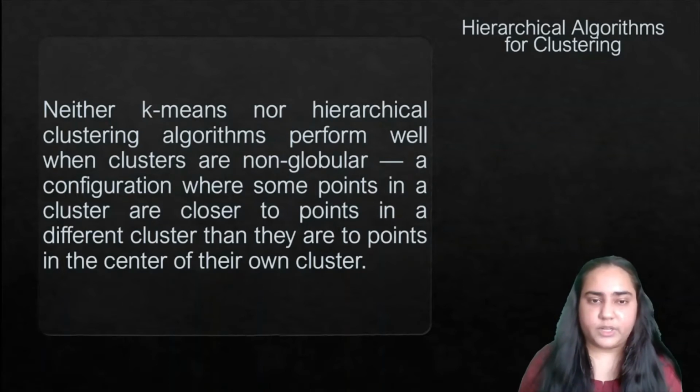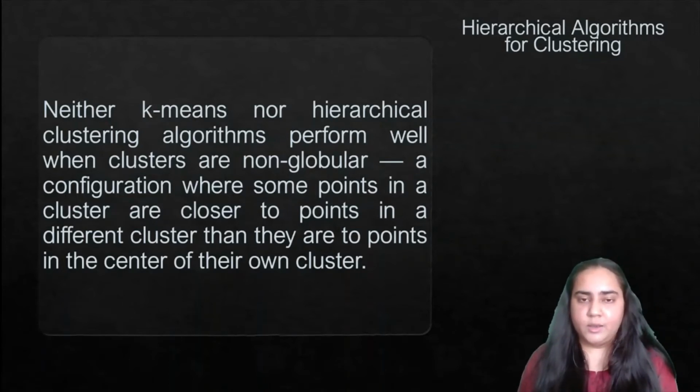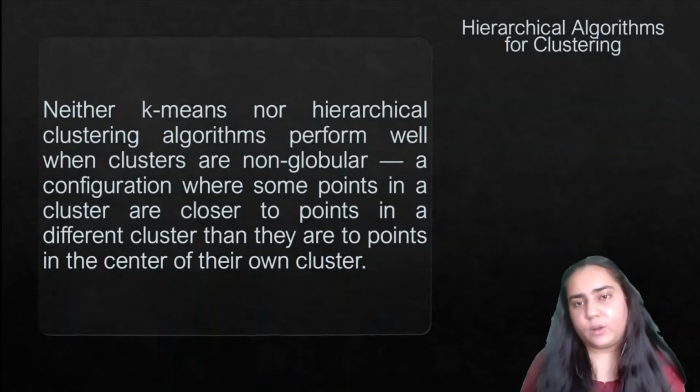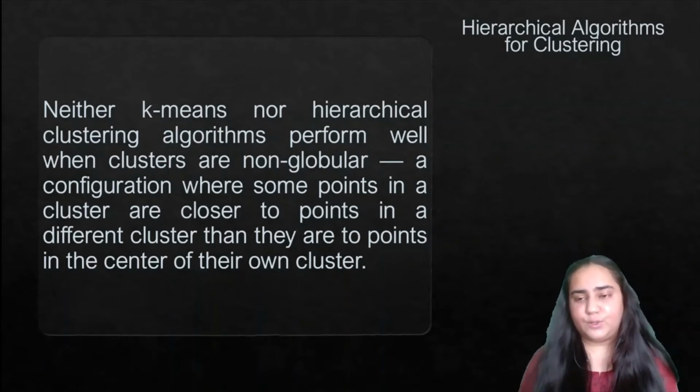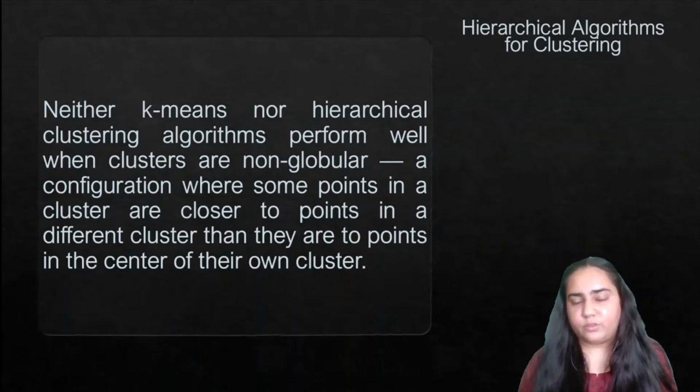wherein there are points that should belong to a certain cluster, and yet they are assigned to a different cluster. They are closer to some other cluster than to the center of their own cluster, and that's why the clustering gets all wrong. So k-means and hierarchical algorithms both will not perform well in the case of such a data set.